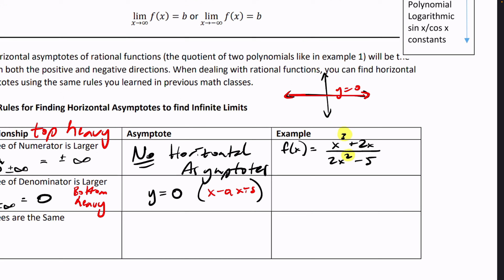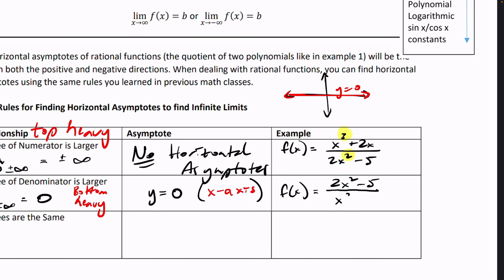Okay, so let me give you an example. f of x equals 2x squared minus 5 over x cubed plus 2x.